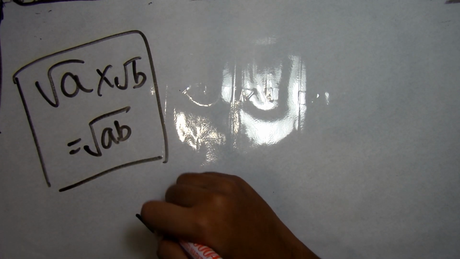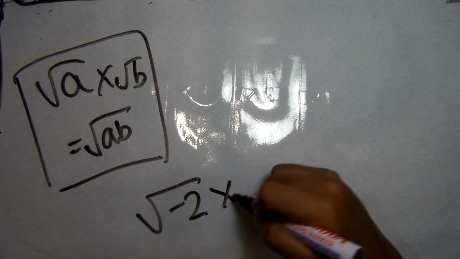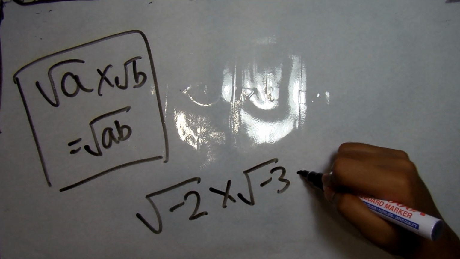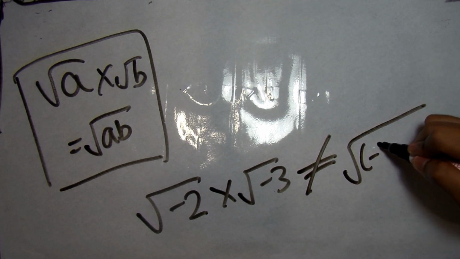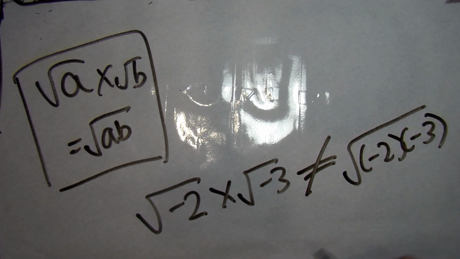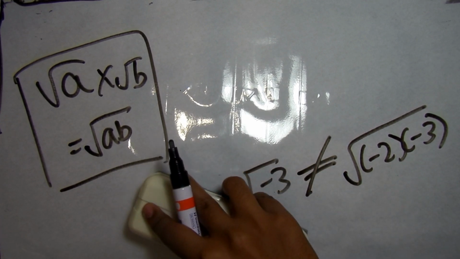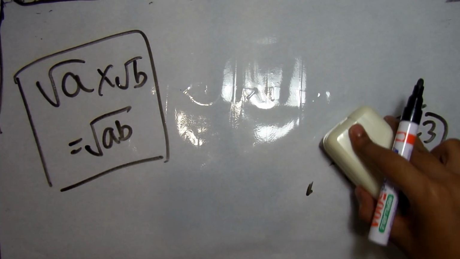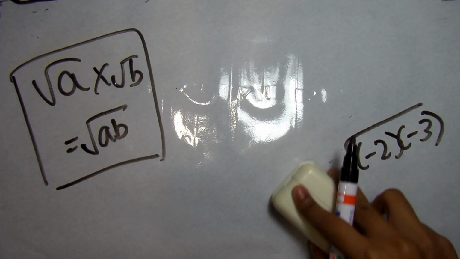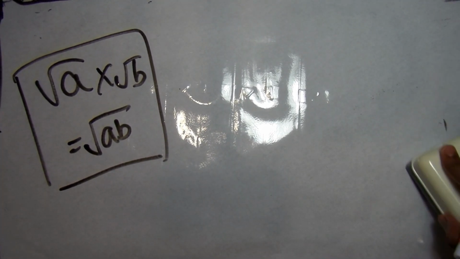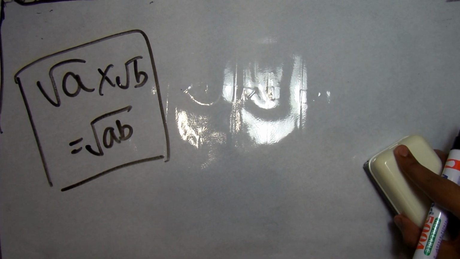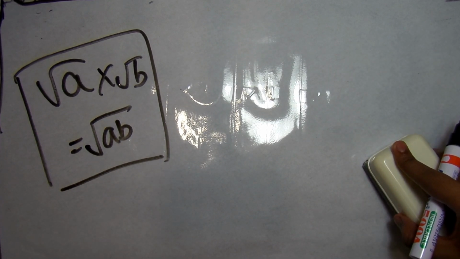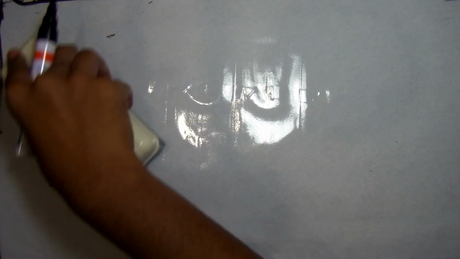For example, the square root of negative 2 multiplied by the square root of negative 3 does not equal the square root of negative 2 times negative 3. This is not the case. Therefore, when dealing with complex expressions, make it the rule of law that we convert them to a complex expression in the form of i, so we can deal with it as an algebraic expression rather than seeing it as a number.